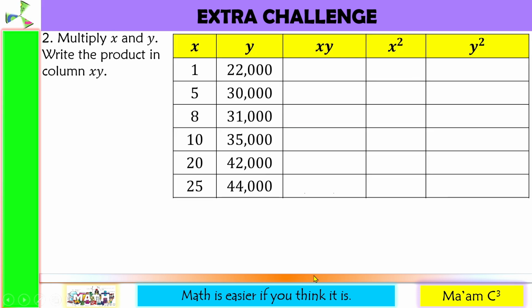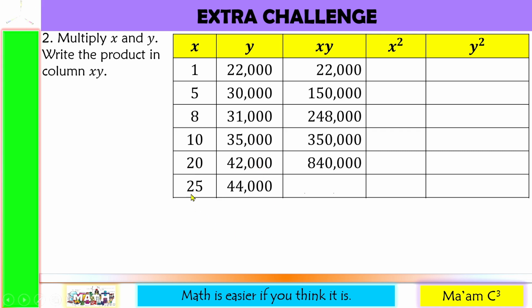Step 2. Multiply X and Y. Write the product in column XY. 1 times 22,000 is 22,000. 5 times 3 is 15, then just add 4 zeros. 8 times 31 is 248, then add 3 zeros. 10 times 35 is 35, and then add 1, 2, 3, 4 zeros. 20 times 42 is 84, then add 1, 2, 3, 4 zeros. 25 times 44 is 1,100, and then add 3 zeros.